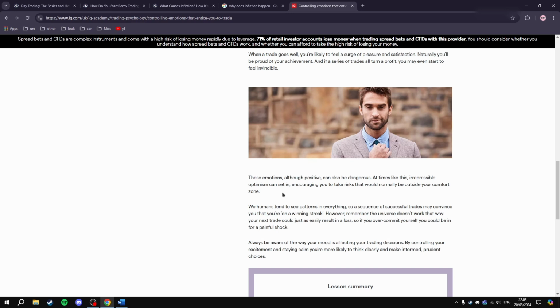We humans tend to see patterns in everything, so a sequence of successful trades may convince you that you are on a winning streak. However, remember the universe doesn't work that way. Your next trade could just as easily result in a loss, so if you overcommit yourself, you could be in for a painful shock. Always be aware of the way your mood is affecting your trading decisions. By controlling your excitement and staying calm, you're more likely to think clearly and make informed, prudent choices.